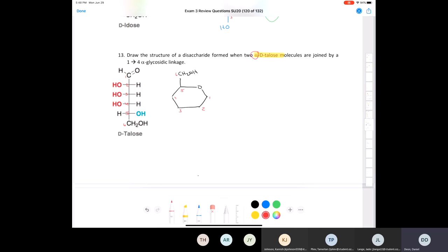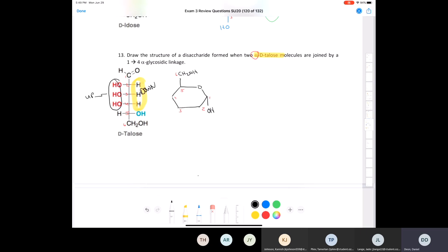Since it's alpha D-talose, that tells us that the hydroxyl at carbon 1 is going to be pointing down. Now we're concerned with carbons 2, 3, and 4. Where are the hydroxyls pointing there? Well, you can see here that all of the hydrogens are on the right-hand side. That means that all of those hydrogens are pointing down, which would mean that all of the hydroxyls here must be pointing up, right? The opposite of down is up.